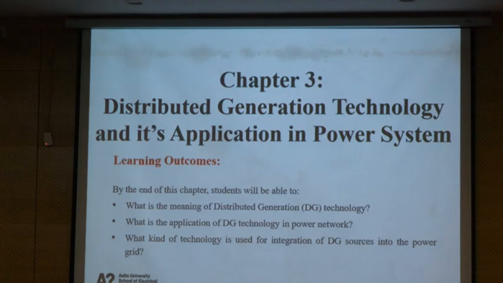So can anybody say what the distributed generation technologies are, not sources? If not, you will be able to explain at the end of this chapter, what the application of this technology in power system is, and what kind of technology is used for the integration of DG sources to the grid or different parts of the grid. Because it is also used for the microgrid, but a microgrid can be isolated from the main grid.